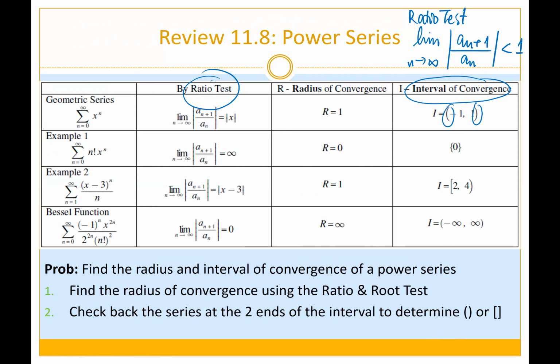So therefore, one of the problems that you can be asked in this section is to find the radius and interval of convergence of a power series. First, find the radius of convergence using the ratio or the root test. Then you can check the series at the two endpoints of the interval to determine if you take it as an open interval, closed interval, or half-open.